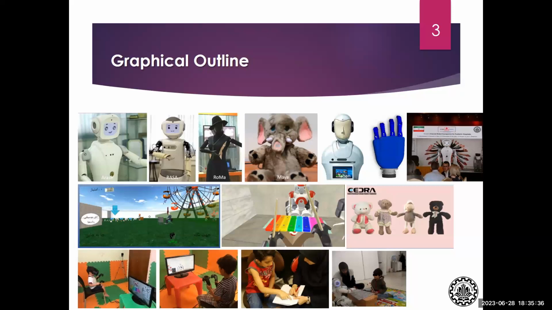Here you can see the graphical outline of my talk. Actually, the main line of our research focuses on designing and using social robots, virtual reality systems, and human-robot interaction platforms for education, rehabilitation, and entertainment of children with special needs, such as children with autism, children with cancer, individuals with hearing problems, children with dyslexia, and so on.